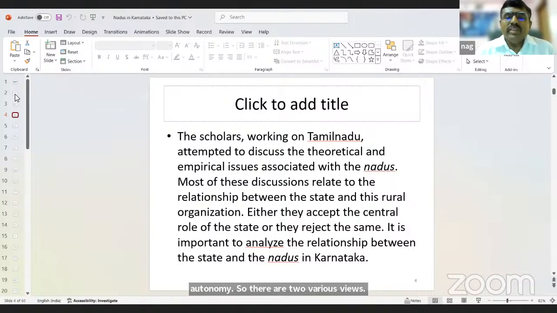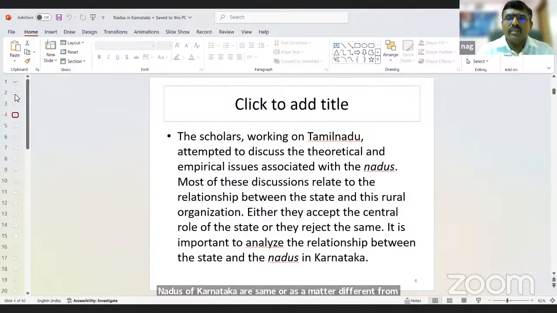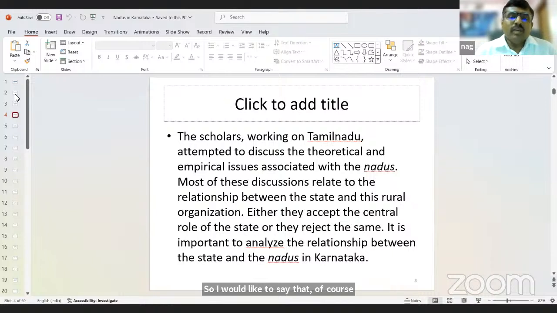So there are two different views in this context. In the case of Karnataka also we have the Nadu. Can we apply the particular concepts and theories, and can we find the sources that we find in the case of Tamil Nadu regarding the Nadus? Are there Nadus in Karnataka, or are the Nadus of Karnataka the same or somewhat different from the Tamil region? So these are the questions that emerge. I would like to say that, of course, Nadus also exist in Karnataka, but they are not the same as in the Tamil region.